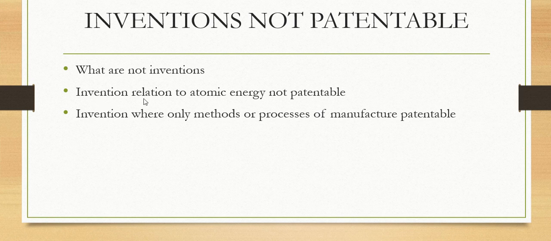Then inventions relating to atomic energy are not patentable. So no patent shall be granted in respect of any invention relating to atomic energy. Next, inventions where only methods or processes of manufacture are patentable. So only methods or processes of manufacture are patentable. Other than that, inventions of other kinds are not patentable.